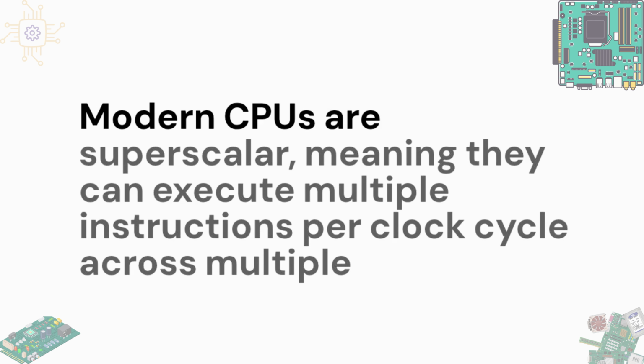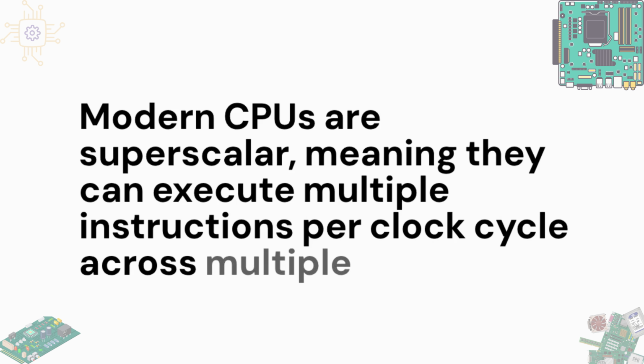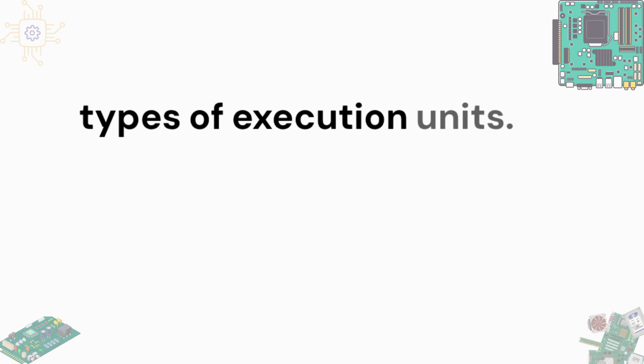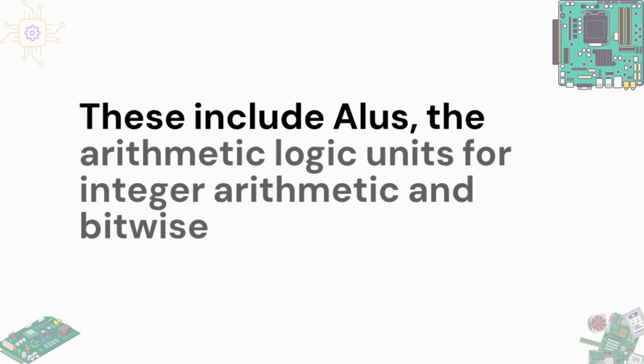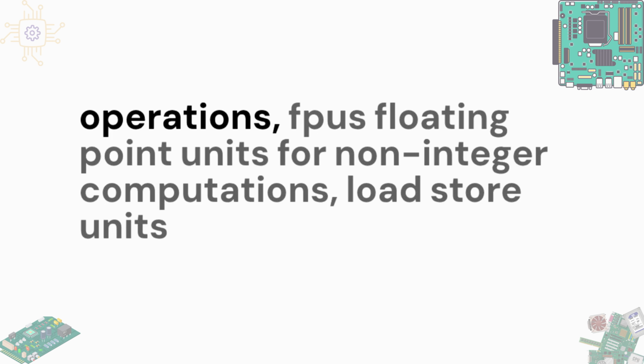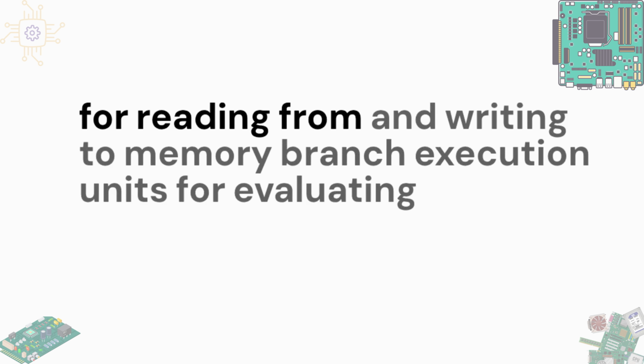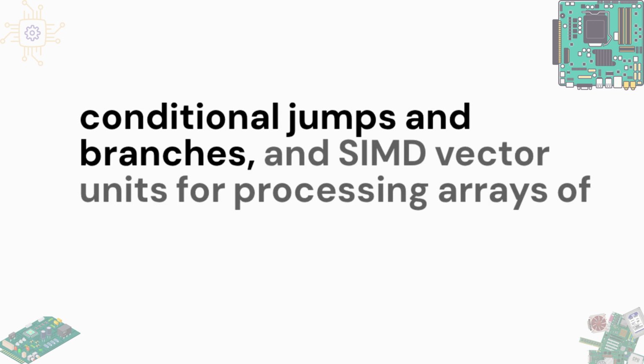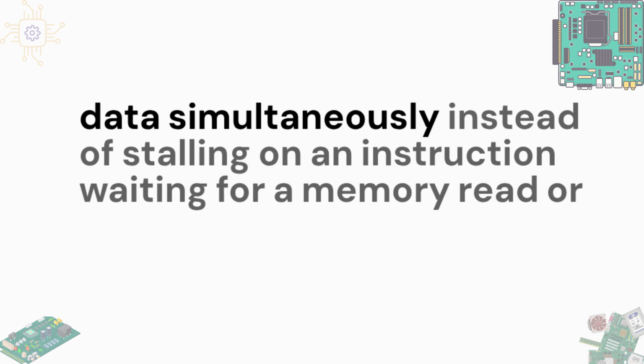Modern CPUs are superscalar, meaning they can execute multiple instructions per clock cycle across multiple types of execution units. These include ALUs, the arithmetic logic units for integer arithmetic and bitwise operations, FPUs, floating point units for non-integer computations, load store units for reading from and writing to memory, branch execution units for evaluating conditional jumps and branches, and SIMD vector units for processing arrays of data simultaneously.